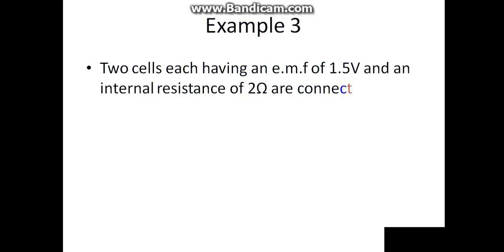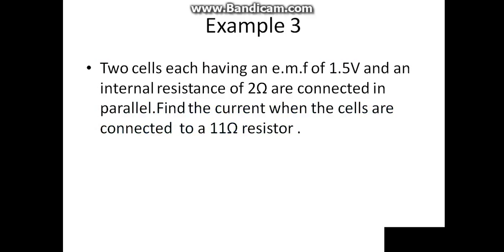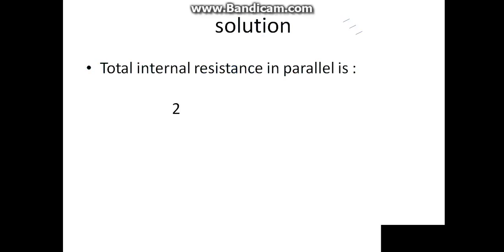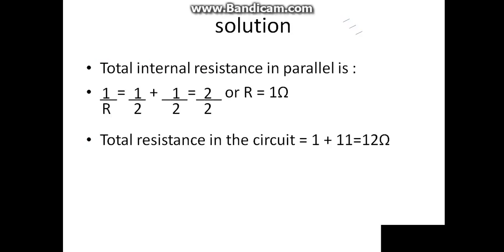Example 3. Two cells each having an EMF of 1.5 volts and an internal resistance of 2 ohms are connected in parallel. Find the current when the cells are connected to an 11 ohm resistor. Solution. Total internal resistance in parallel is 1 over R equals 1 over 2 plus 1 over 2, which is equal to 2 over 2, or R is equal to 1 ohm. Total resistance in the circuit is equal to 1 plus 11, which gives us 12 ohms.